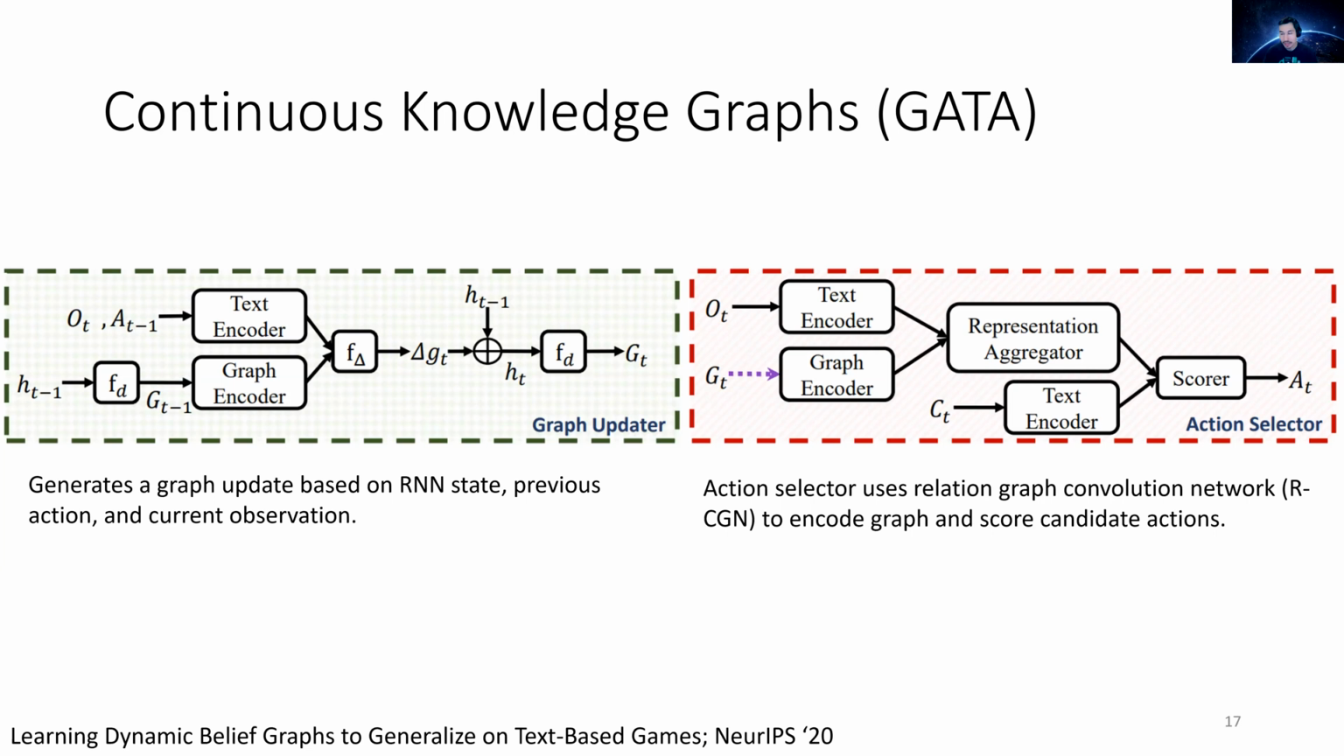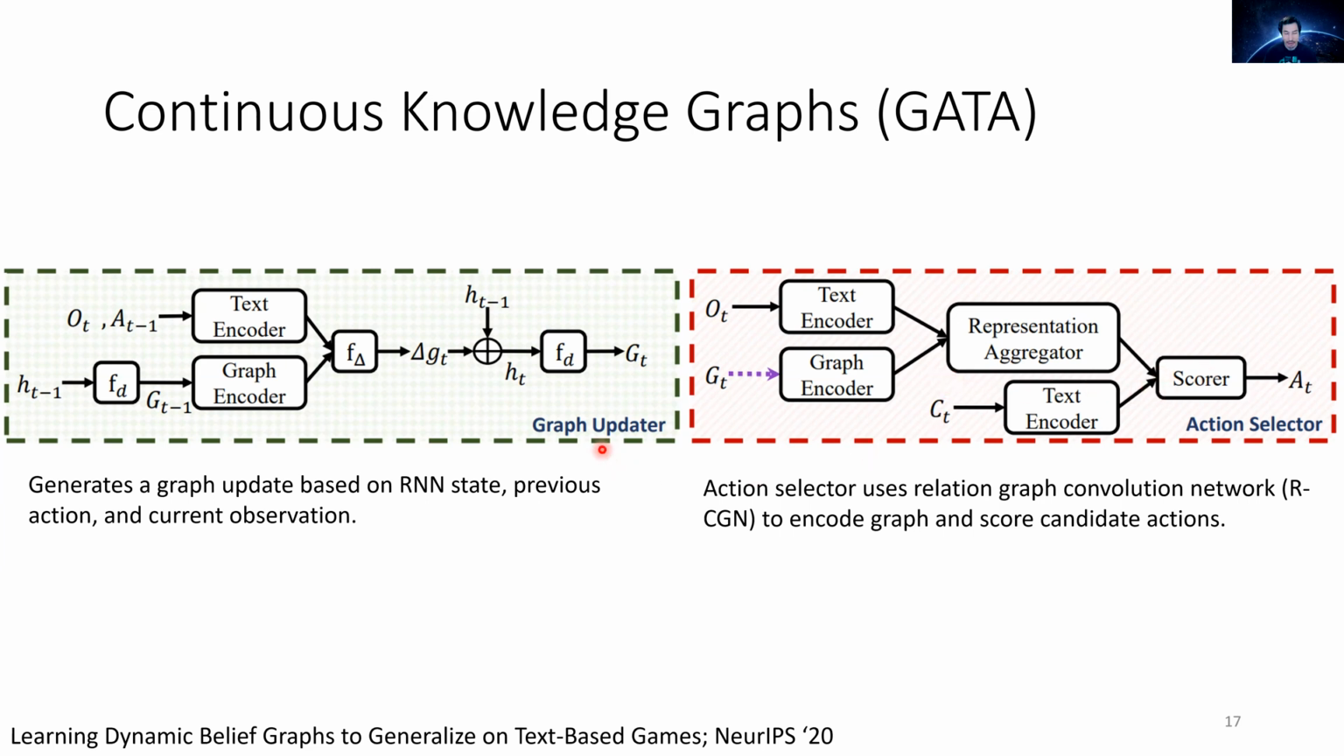So how are these adjacency tensors actually learned? Well, the graph-aided transformer agent, also known as GATA, learns a graph updater component that generates updates to the current knowledge graph based on the RNN state, the previous action, and the current observation. The updated graph is then fed into an action selector network, which follows the valid action agent archetype, and similarly encodes the knowledge graph using a graph encoder as a part of the agent state. It then attempts to score each of the possible valid actions and select which action is most promising.